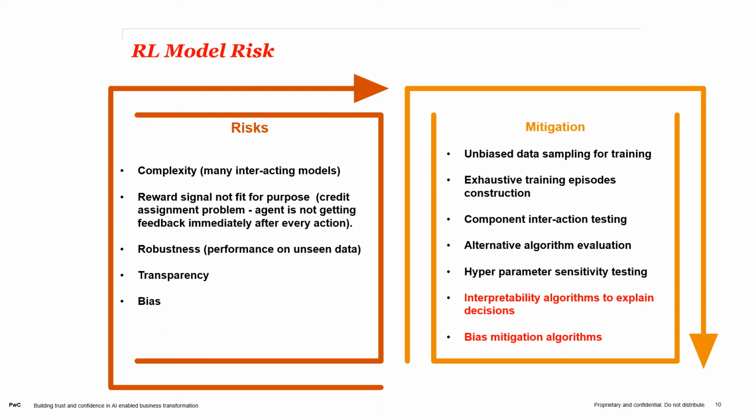Likewise, for bias mitigation algorithms, there are quite a few of these algorithms out there already that can be applied to supervised and unsupervised machine learning problems, but they're still not mature enough for the complexity of reinforcement learning algorithms. So we're going to have to wait a bit more to get them to a stage where they become effective. But having said that, interpretability and bias mitigation algorithms are also evolving very fast, and we should soon be able to see them at a mature enough state to effectively address this transparency and bias issue.